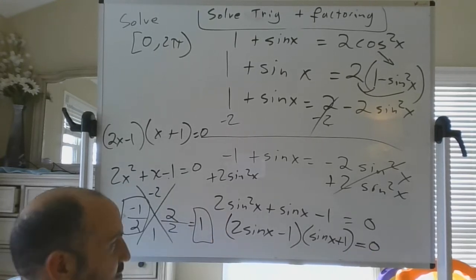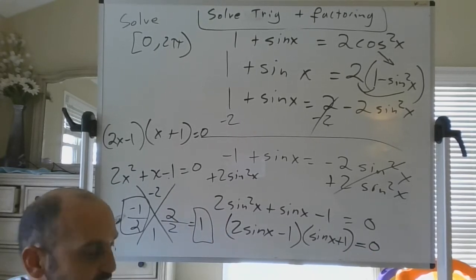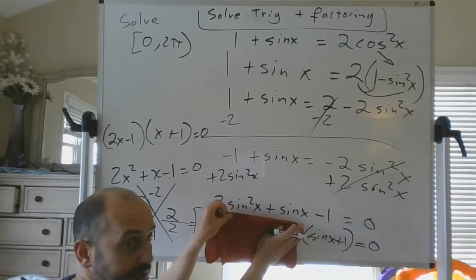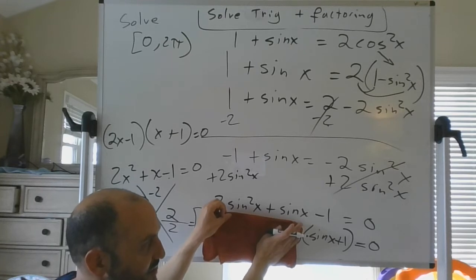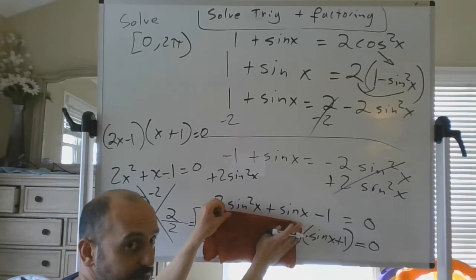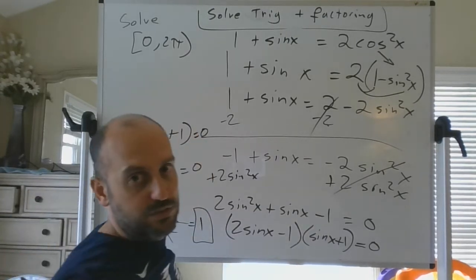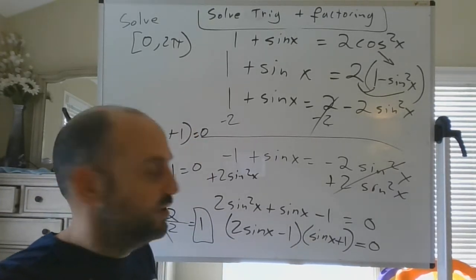How does that help me out? Because now I can just do the zero product property. Sine of x plus 1 equals 0. That'll be minus 1, minus 1. Sine of x equals negative 1. That's what you're going to get. Flip it over. Get the unit circle. Where does sine equal negative 1?